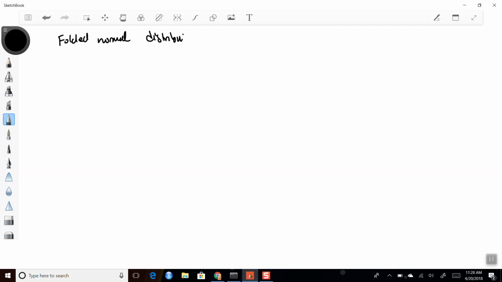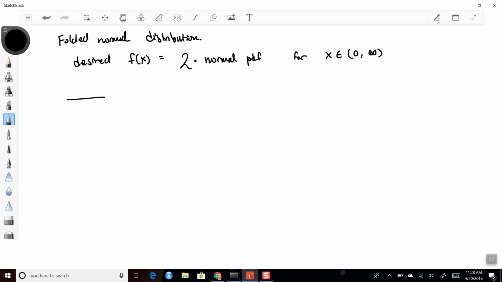Distribution. Okay, so our desired f of x is equal to 2 times the regular normal PDF for x in 0 to infinity, because we're just looking at this half, right? So this is going to be 2 times 1 over root 2 pi e to the negative x squared over 2.